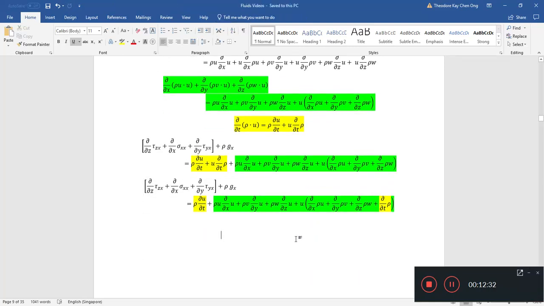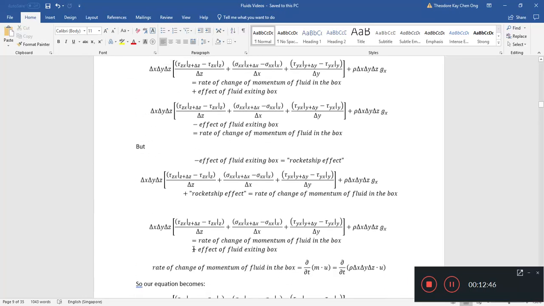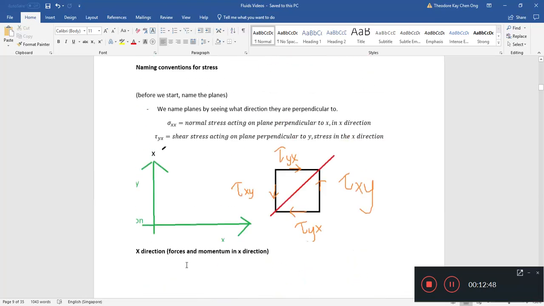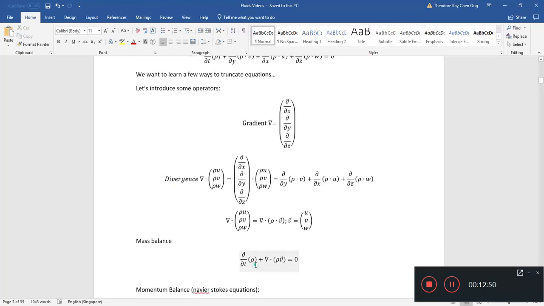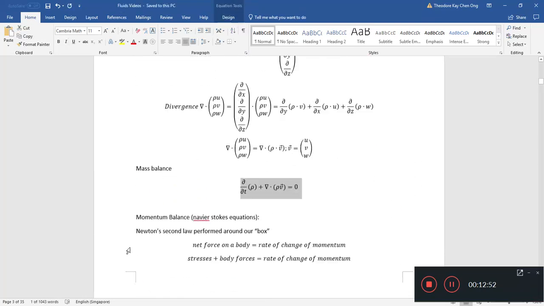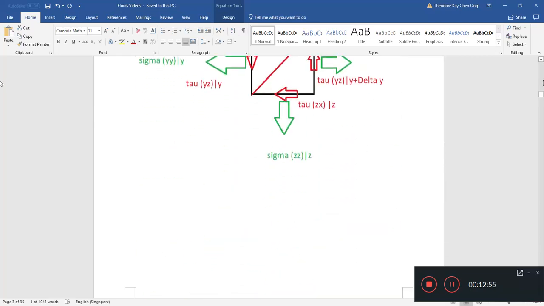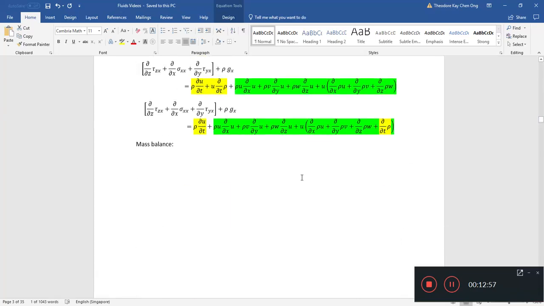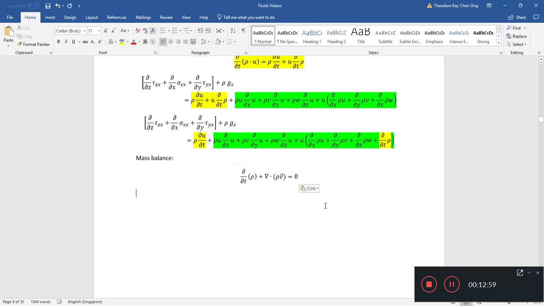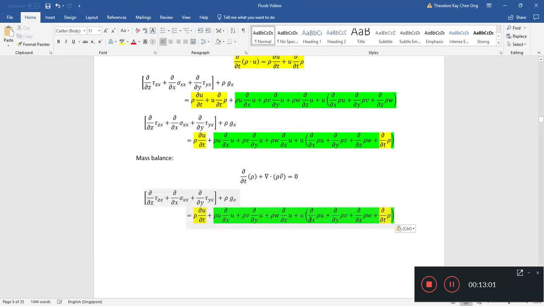Now, can we take a look at this equation? Does this look very familiar to us? Now, let's take a look at our mass balance. So we're going to combine our mass balance into the Navier-Stokes equation. So, what does our mass balance look like? Our mass balance looks like this. I'm going to bring this down here. This is what our mass balance looks like. And I'm going to change this into a divergence form.